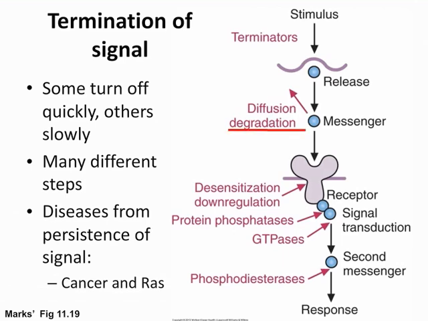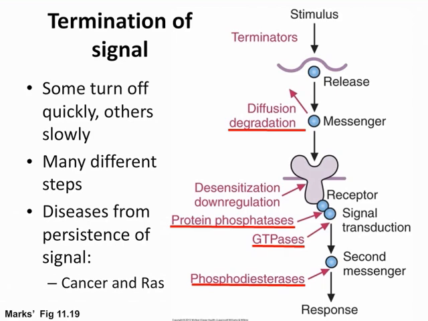One of your learning objectives is to understand the termination of signals. Terminators are things that are going to completely stop the response. Some turn off quick, some turn off slow. There are many different steps, and if a signal is on for too long, then you could get certain diseases like cancer.